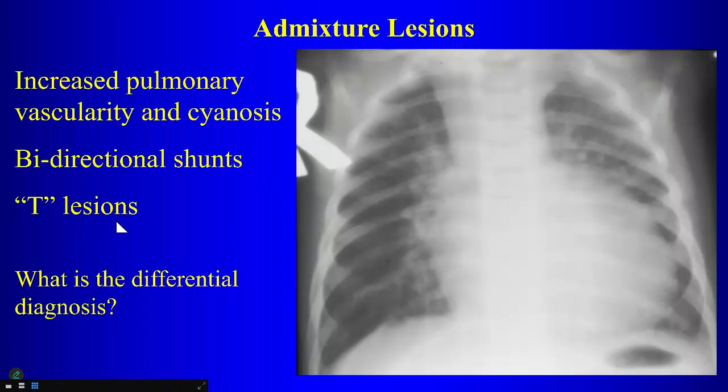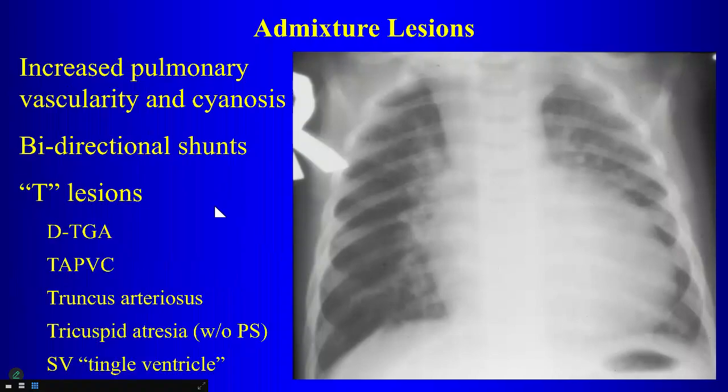The big three T lesions were, who's going to tell us? Transposition, total anomalous venous return, and Truncus, right. Those are the big three that you want to make sure that you know something about, and we'll talk about some of these others also. We'll cover these a little bit.